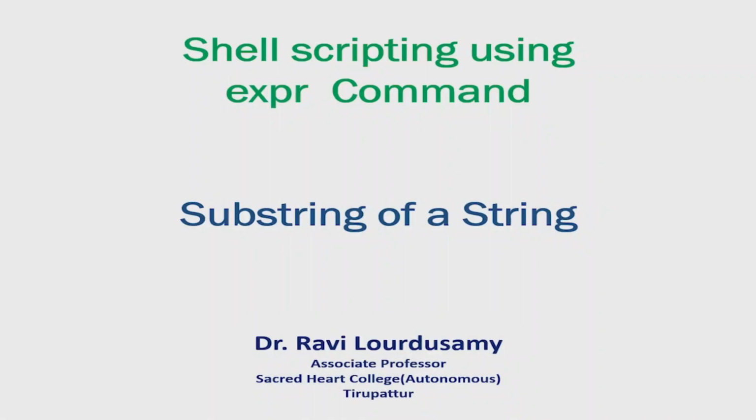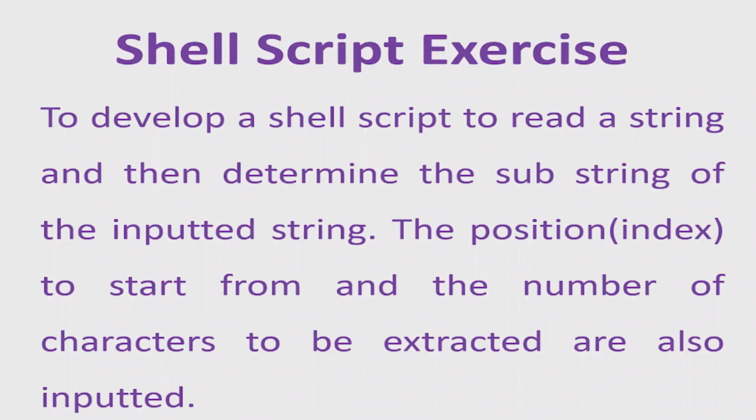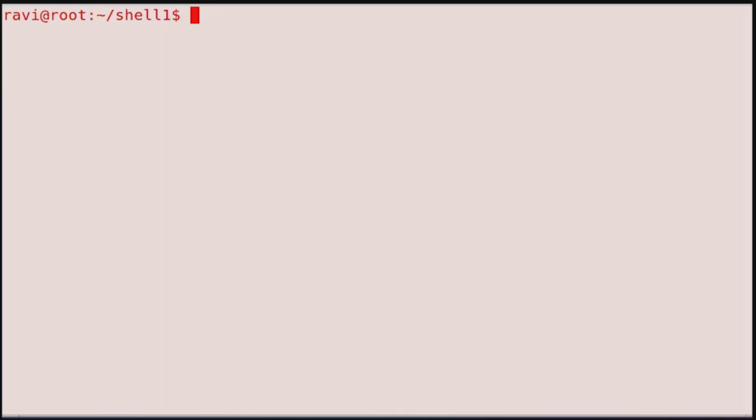This video lecture demonstrates the execution of the shell script to determine the substring of a string using the expr command. The problem statement of the shell script exercise is to develop a shell script to read a string and then determine the substring of the inputted string. The position to start from, and the number of characters to be extracted are also inputted. Let us observe the demonstration of execution of the shell script.